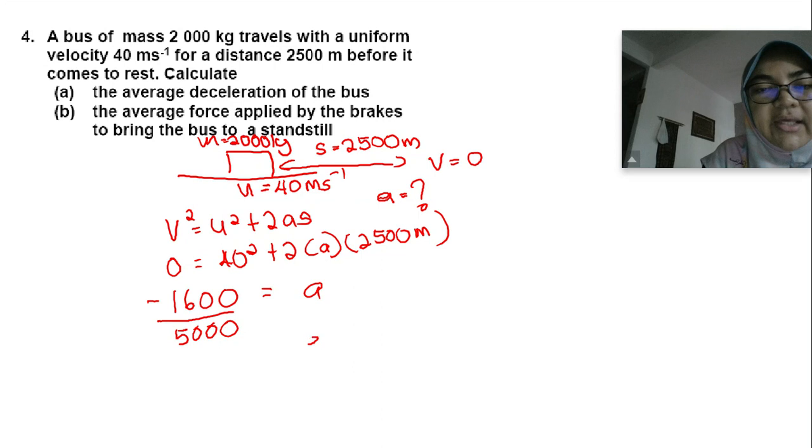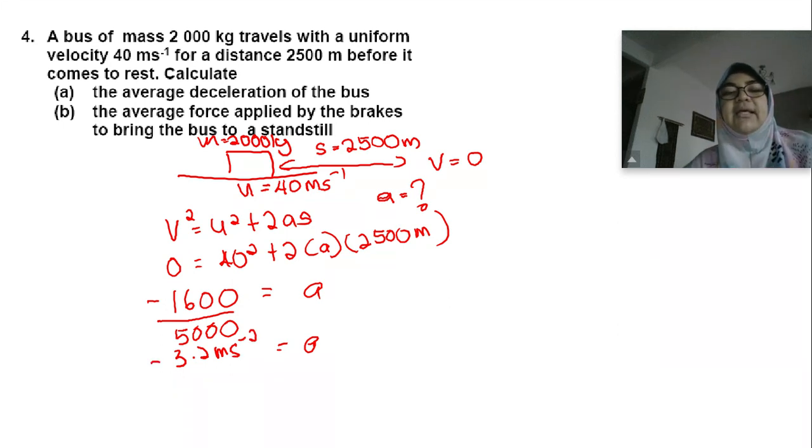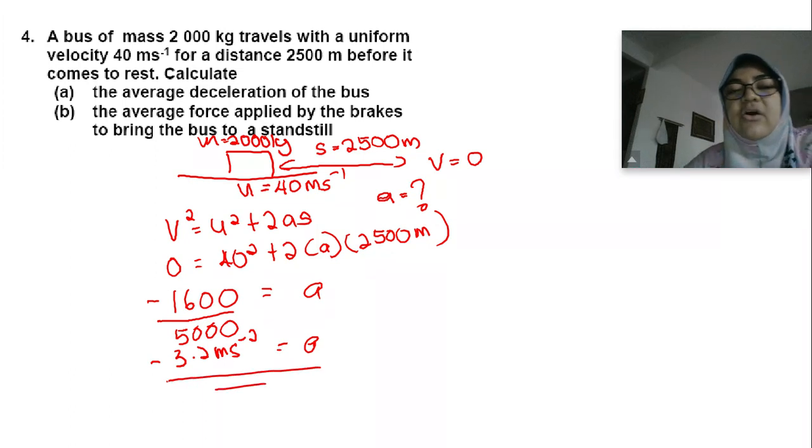Okay, so A is negative 3.2 meters per second squared. This is the acceleration of the object. Okay, so B, the average force applied by the brakes to bring the bus to a standstill. We know the acceleration, we know the velocity, so we need to calculate the force.